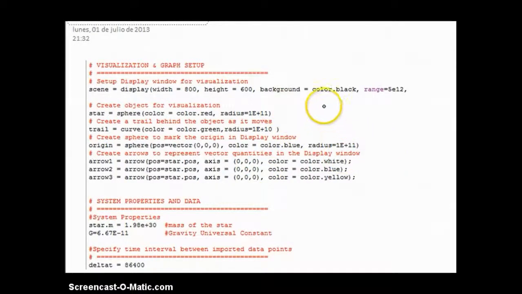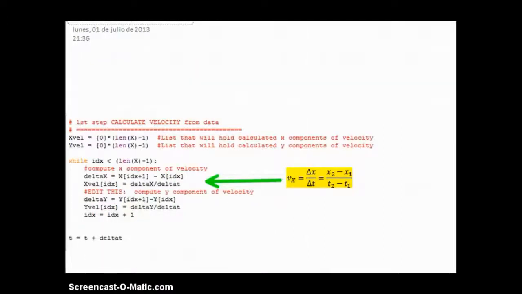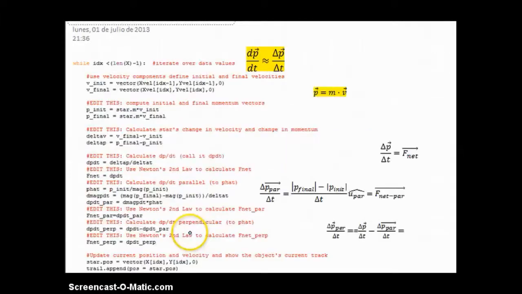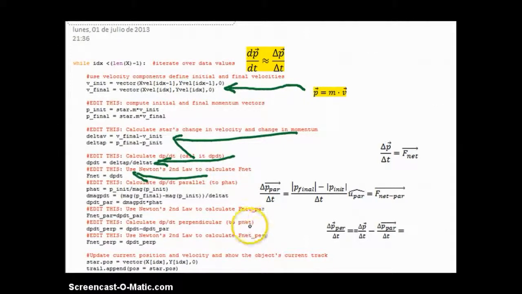In the program we have to fix the initial conditions, like the size of the star, the trail, the mass of the star, or the value of capital G. With the position, we'll calculate the velocity like this, and then we can calculate the initial velocity and final velocity, and the momentum initial and final, and the change of the momentum divided by delta T. So the net force and two components of the net force, the parallel net force and the perpendicular net force.